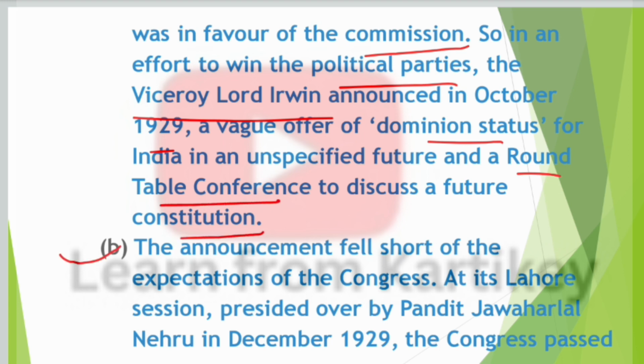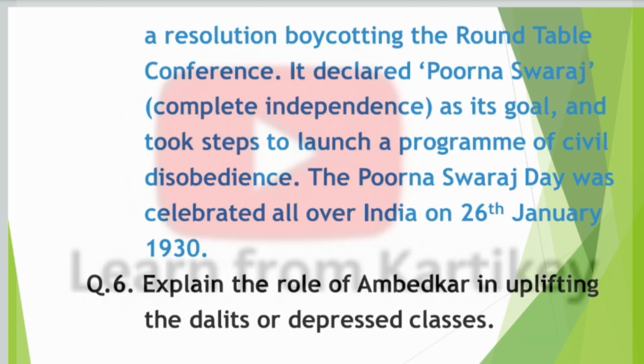Second point, the announcement fell short of the expectations of Congress. At its Lahore session, presided over by Pandit Jawaharlal Nehru in December 1929, the Congress passed a resolution boycotting the round-table conference. It declared Purna Swaraj, meaning complete independence, as its goal and took steps to launch a program of civil disobedience. Purna Swaraj Day was celebrated all over India on 26 January 1930.